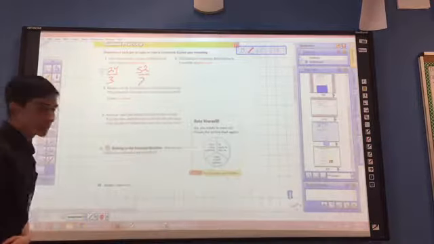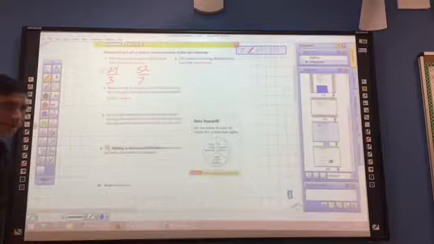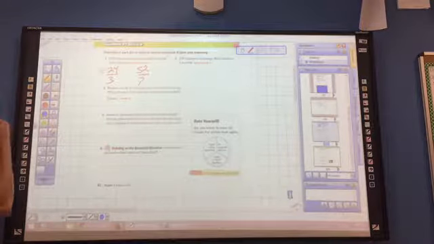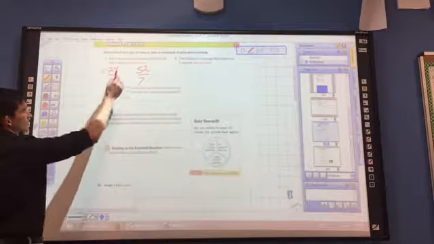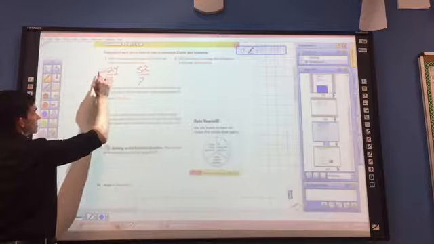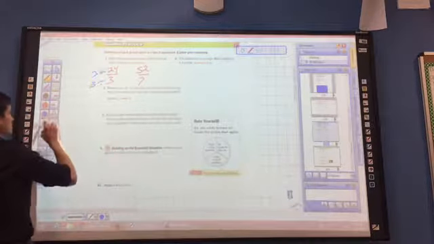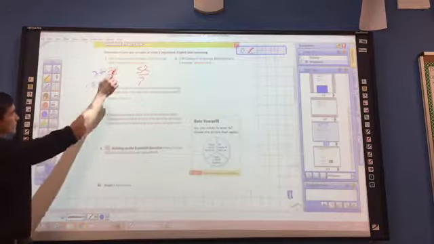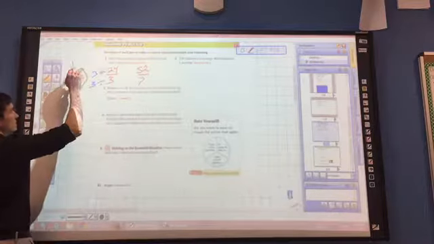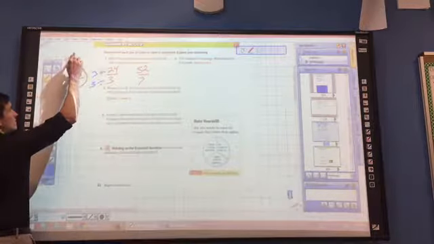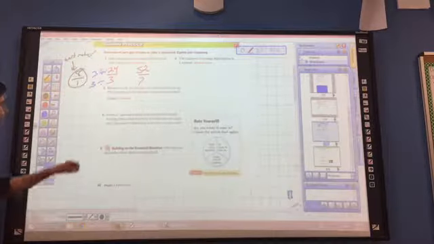Are those equal? That's the question. So on this one, I think I can convert it into a unit rate. Divide by 3, divide by 3, and 24 divided by 3 is 8 over 1. That's my unit rate.